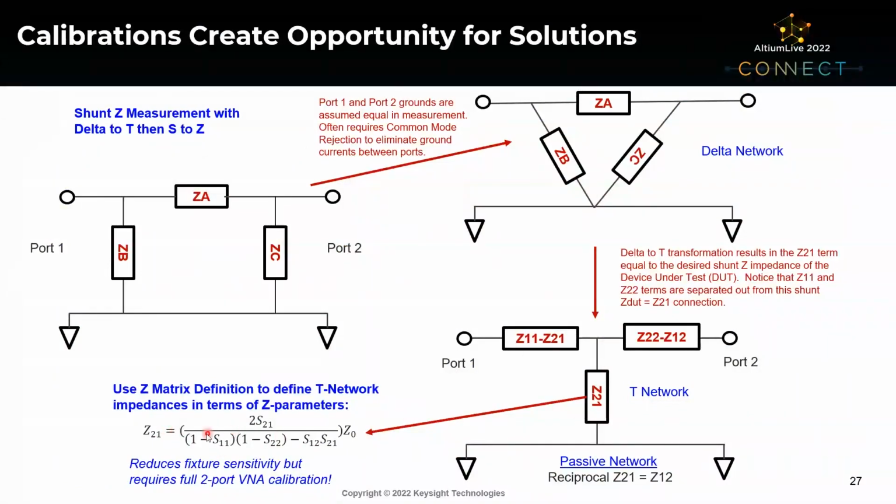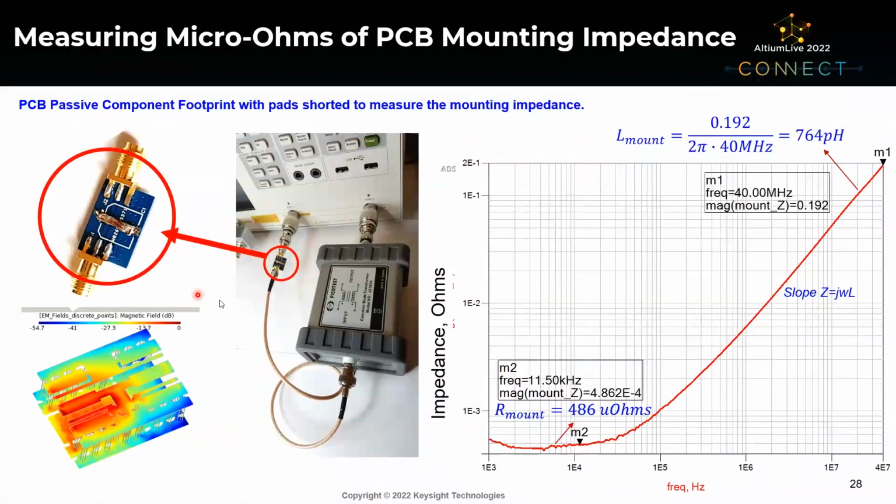And then I can use the transformation of S parameters to Z parameters to get the Z21. Now this conversion, if I use this full two-port calibration and use the Z21 method here to get this shunt impedance, I'm much less sensitive to the fixturing or any series impedances in connecting to that shunt impedance. But on the other hand, it does require a full two-port calibration to do that.